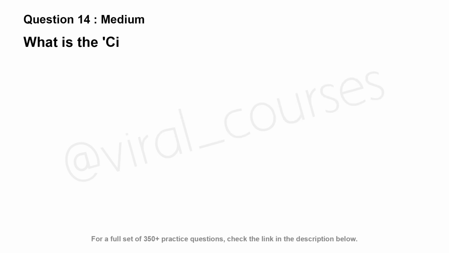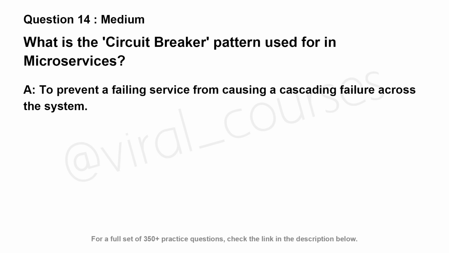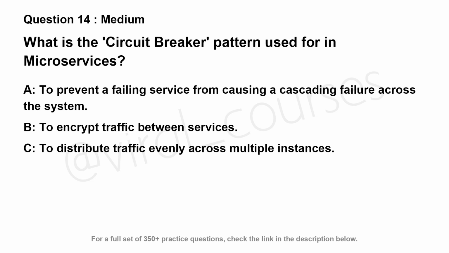What is the circuit breaker pattern used for in microservices? Option A, to prevent a failing service from causing a cascading failure across the system. Option B, to encrypt traffic between services. Option C, to distribute traffic evenly across multiple instances. Option D, to speed up database queries.